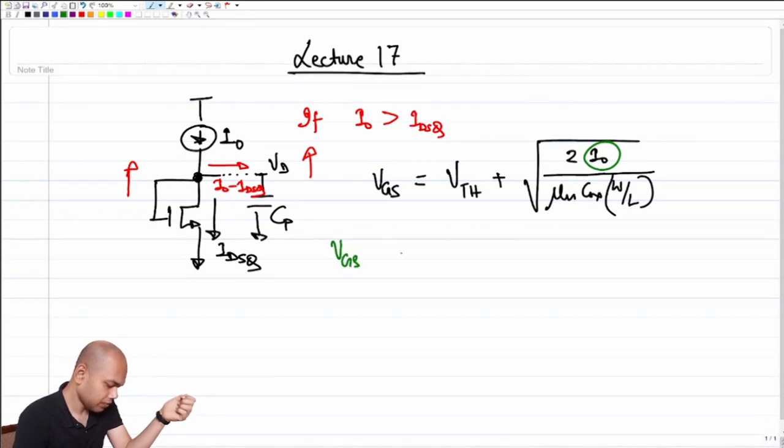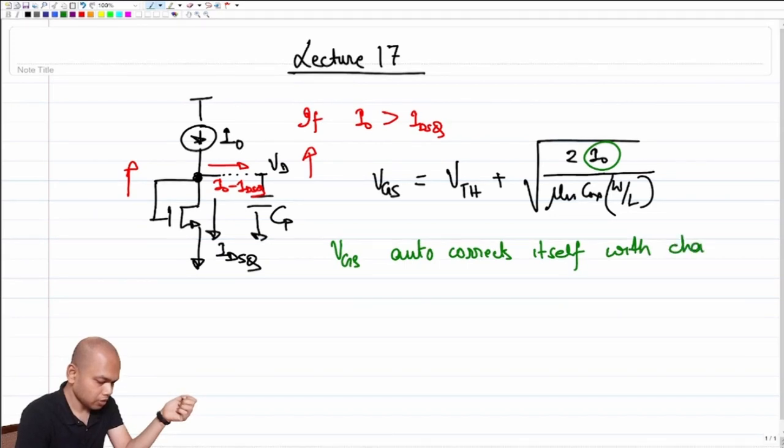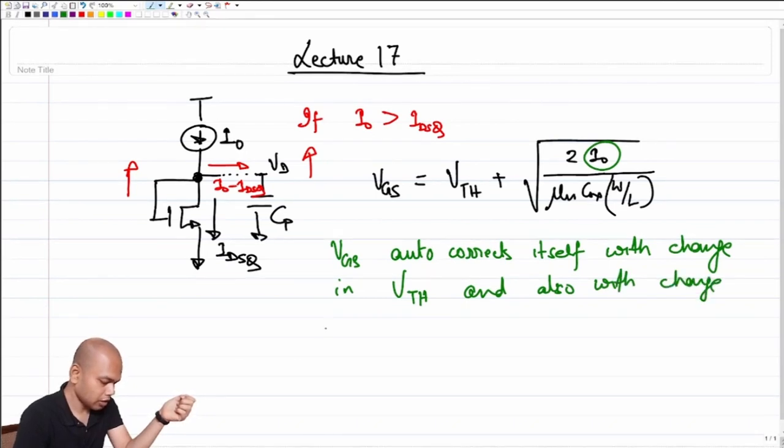So another way of saying the same thing is VGS auto corrects itself with change in threshold voltage and also with change in I naught, right?